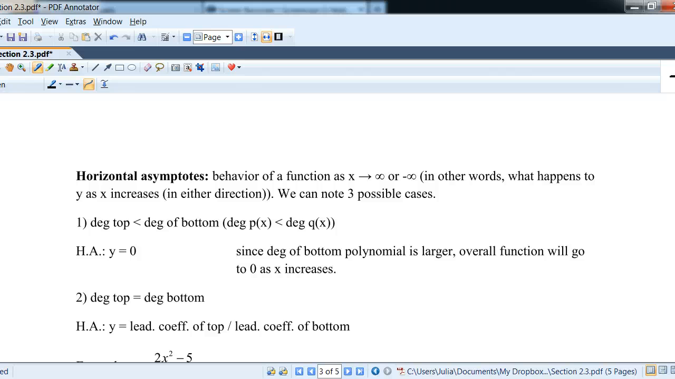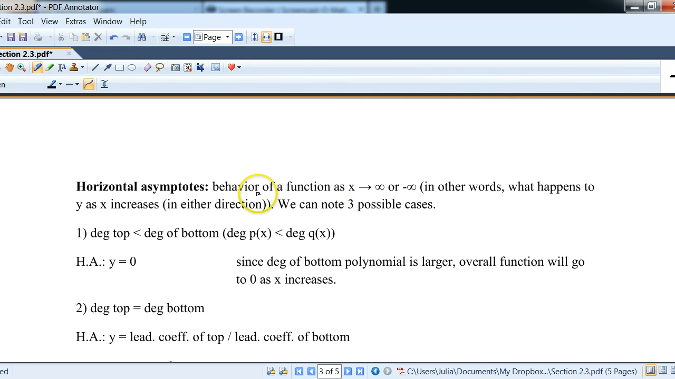Horizontal asymptotes are a little more difficult to understand, but the idea is what is happening to the function as x gets very large, goes to infinity, or goes to -infinity, very large from the negative end. So what happens to y as x increases in either direction? For now, we're going to discuss 3 possible cases. Later with limits, we're going to see they're still the same 3 cases, but we'll understand them a little better, I believe.